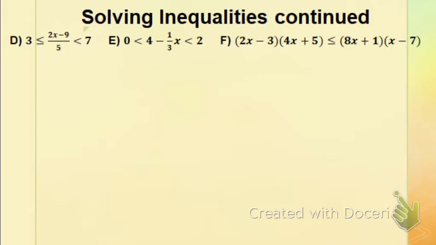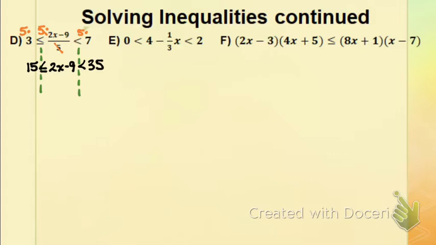Yes, let's multiply by 5 on all sides so that we can clear out that fraction. So I'm going to multiply each piece here by 5. That's going to cancel with my denominator in the middle so that I have 15 is less than or equal to 2x minus 9 is less than 35.